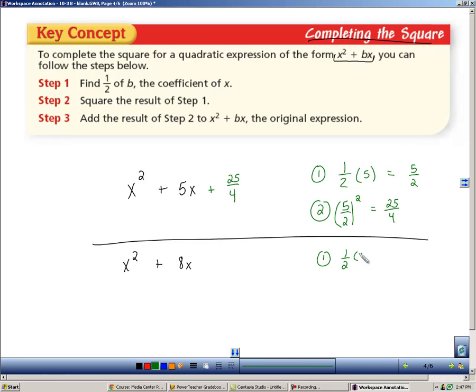So we'll take half of 8. Half of 8 is 4. Step 2 says to square that. 4 squared is 16. And step 3 says to take that number and add it to the end. So here's another perfect square trinomial that I created by adding these values on.